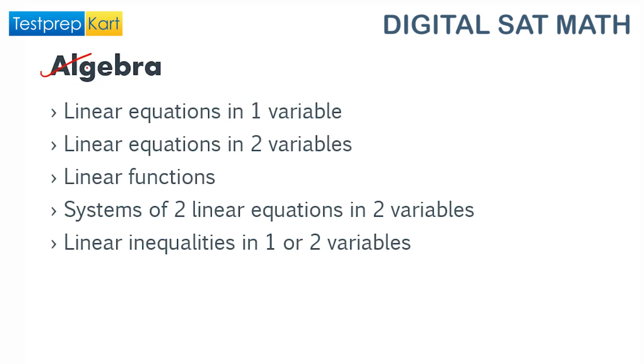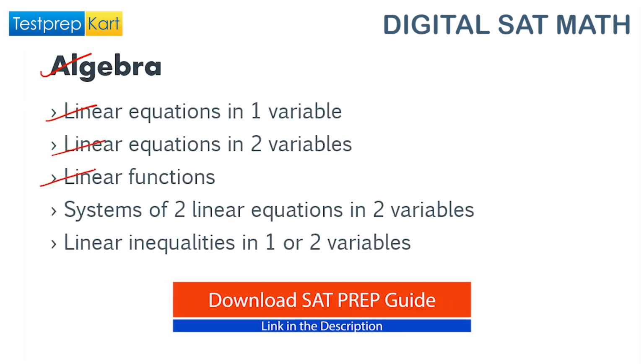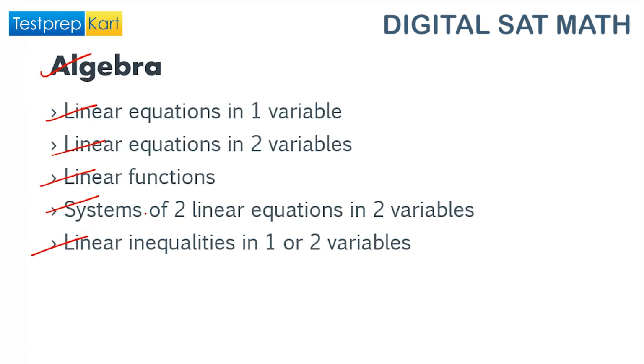Now, if we talk about the syllabus, we are going to have three major units. One is algebra, then we have data analysis and problem solving, which we can say is related to statistics only, and then you have advanced math. But if we talk about the algebra unit, what do you have in it? As you can see: linear equation in one variable, linear equation in two variables, then linear function, system of two linear equations in two variables, and then linear inequalities in one or two variables.